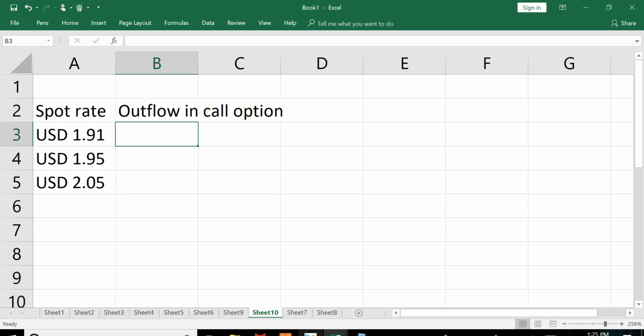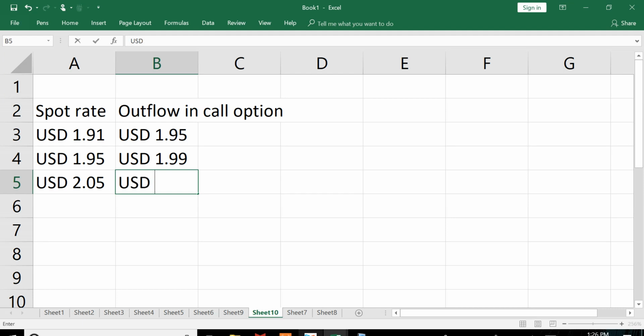The strike rate given for the option contract is 1.97. If the price is more than 1.97, I will bring this into the picture and pay only 1.97 plus the premium. If it's less, let me pay whatever is the market price. In this case I will be paying 1.95. I don't want to pay 1.97 plus premium. What is the point of paying 1.97 when in the market it's only 1.91? In this case I will pay USD 1.99. Why 1.99? 1.95 plus premium. In 2.05 I will pay only USD 1.97 plus the premium, which is 2.01. In the first and second scenarios I will pay the market price plus premium, but in the third scenario I will take the help of my option contract and pay 1.97.